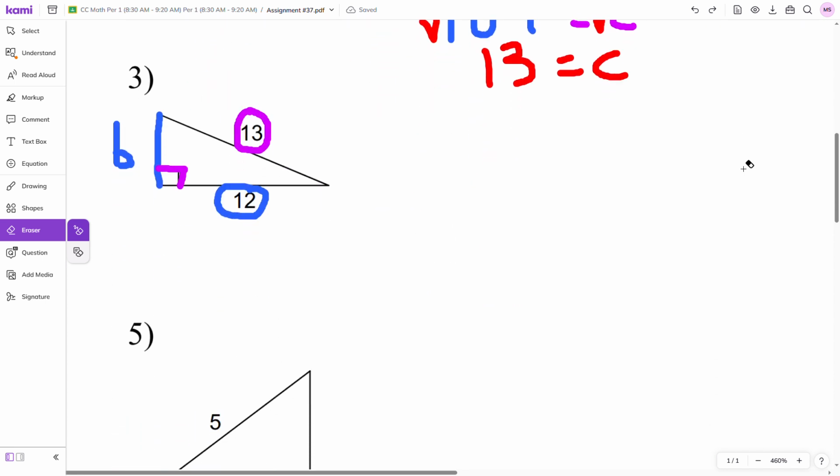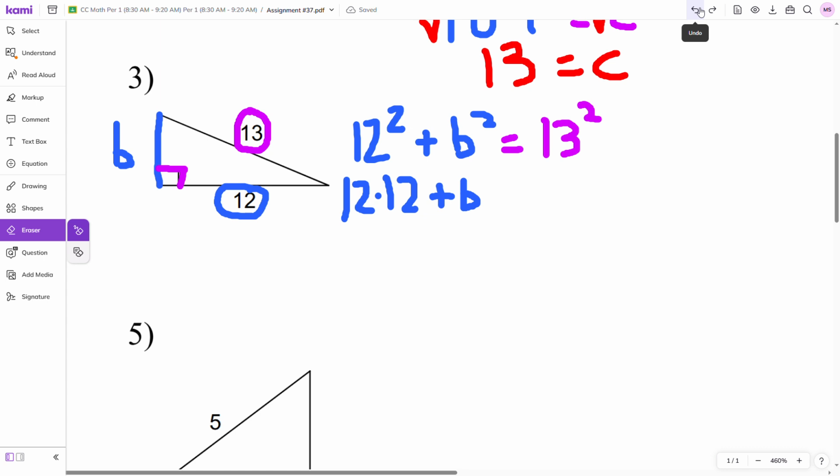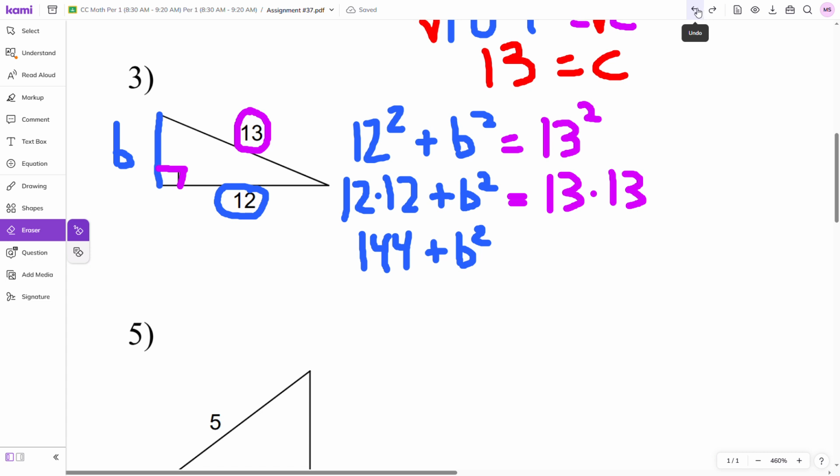This one here looks very similar. Please pause, if you will, and try to figure it out yourself. But we're going to set this one up as well with the blue parts. So 12 squared plus B squared. I just decided to call that unknown side B. Notice that it's not C, though, because C is the hypotenuse, which in this case is 13. So that 13 goes in the place of C squared. Then we can simplify that. And so 12 squared becomes 12 times 12 plus B squared, and that equals 13 times 13, which is 13 squared, of course. And then we simplified 12 times 12, that's 144. And that's going to equal 169.